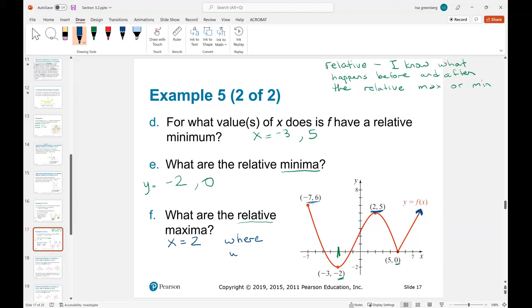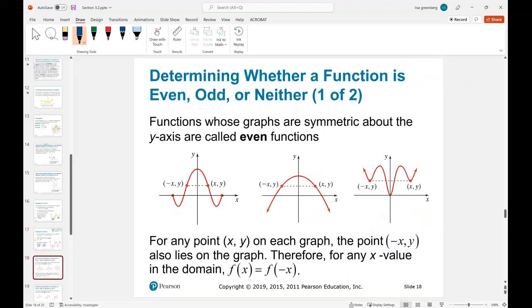If it says what is the relative maxima, it's y equals 5. And I know that other places it's bigger, but neither one of them is called a relative maximum because I don't know what happens before or after. Okay, so hopefully that makes sense. Okay, so now we're going to talk about even, odd, or neither.